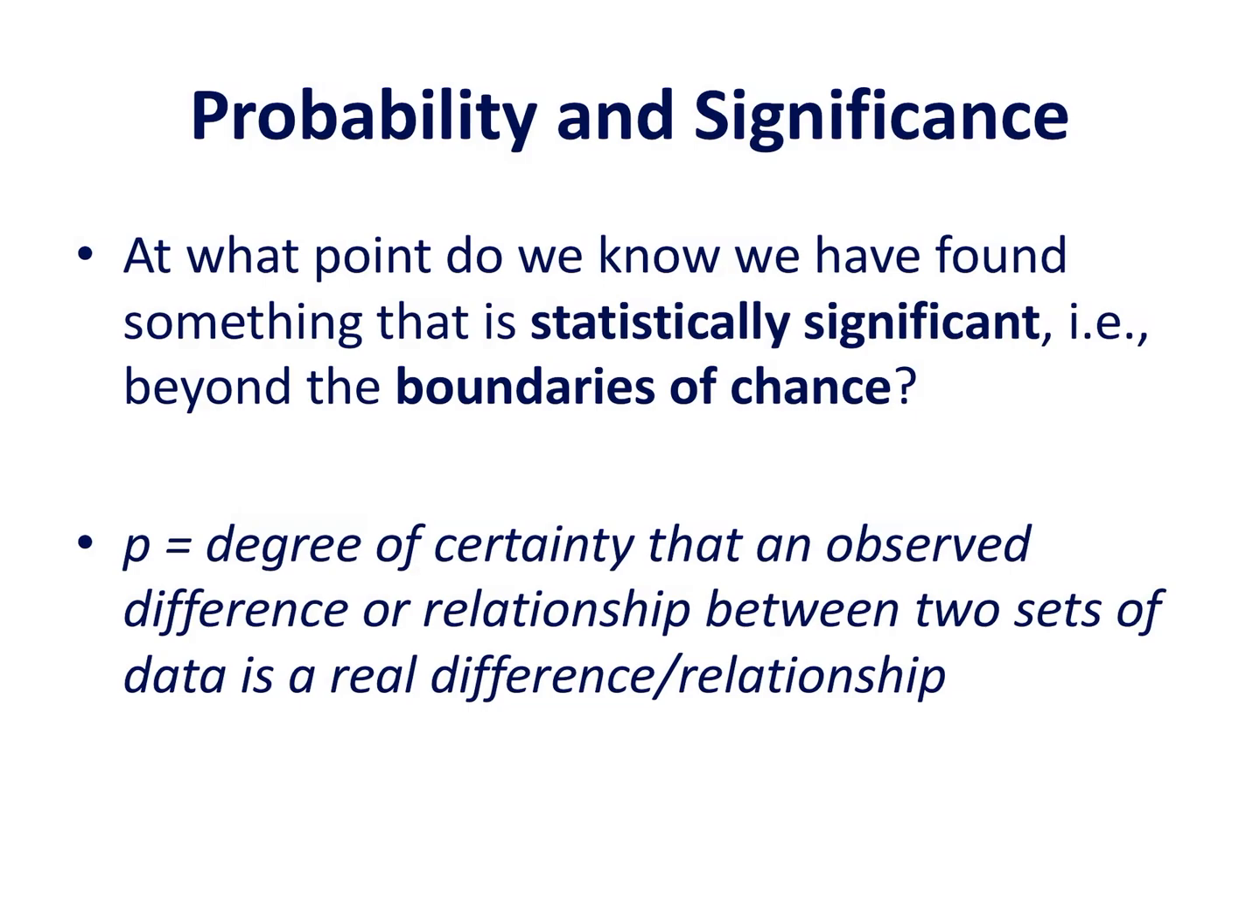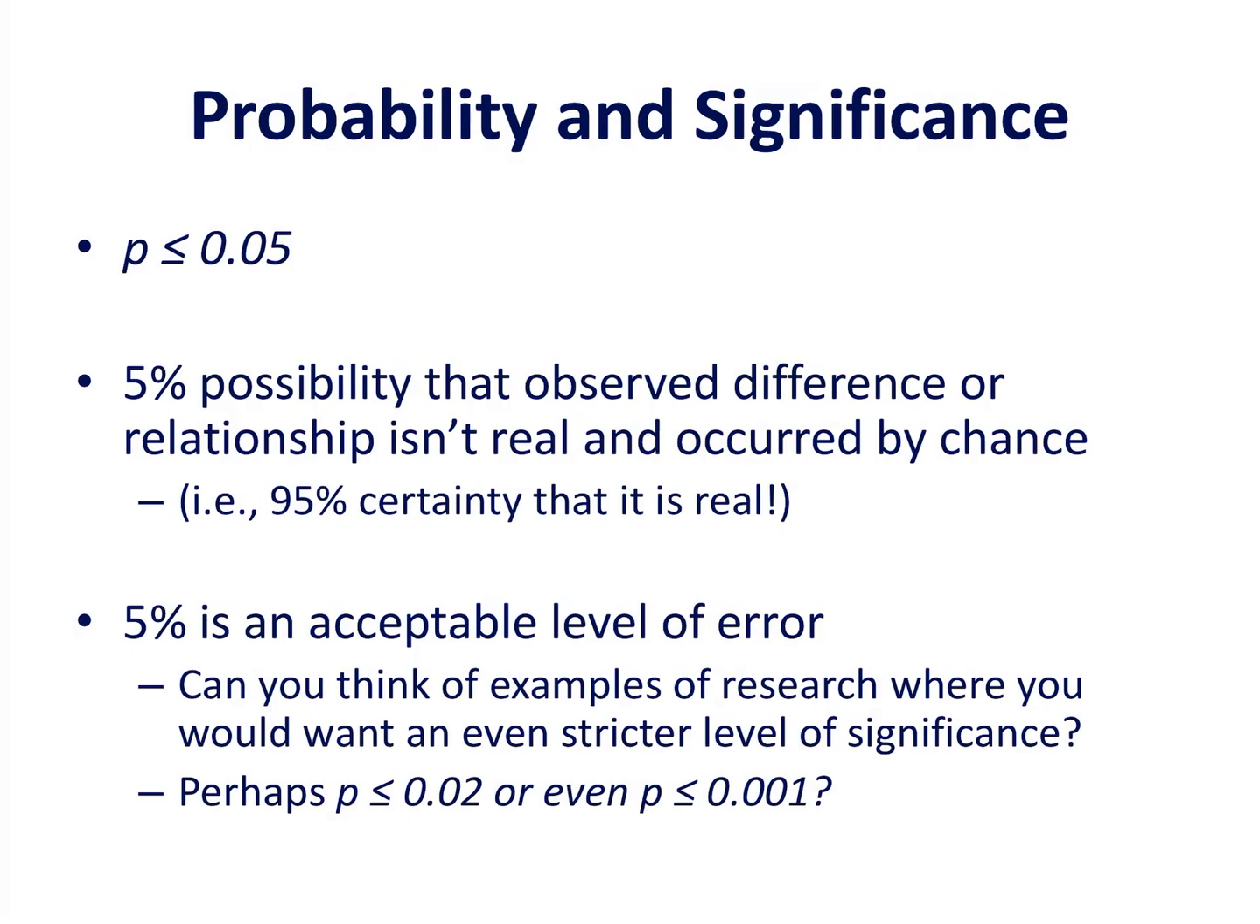And p essentially stands for the degree of certainty that the observed value, the effect that we've observed, either a difference or a relationship between two sets of data, is real, is genuine, is something we believe to be beyond error, beyond doubt. Now, the way in which we measure p is using a numerical scale, and we use a scale that runs essentially all the way from 0 to 1. But we're only interested in a very small part of that scale to make a judgment as to whether something is beyond the boundaries of chance.